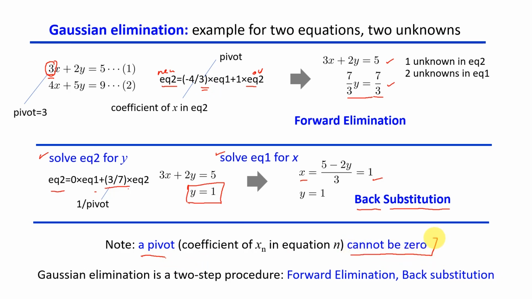This is the first idea of Gaussian elimination. We are always dividing by pivots, so a pivot cannot be 0. Not at the initial state and also not anytime during the operation. This is very important because we have control over the initial state.